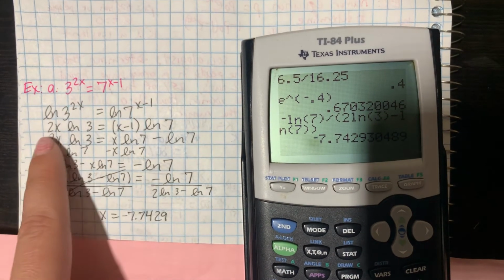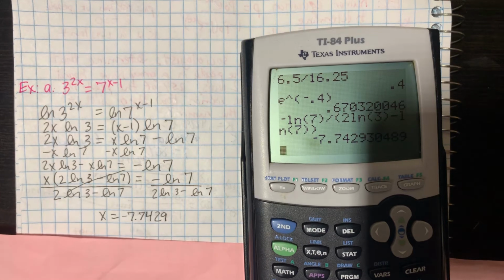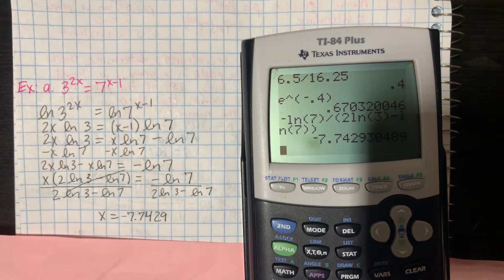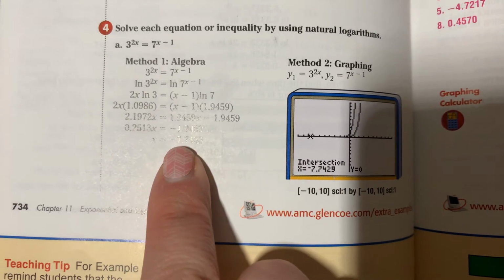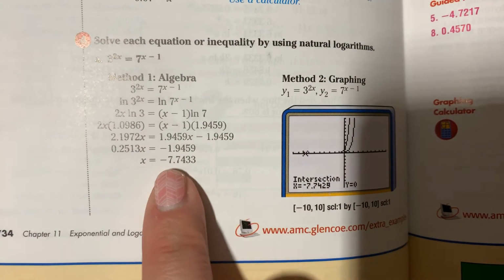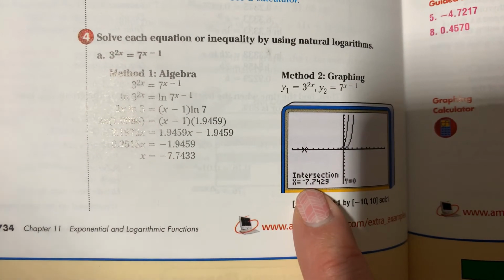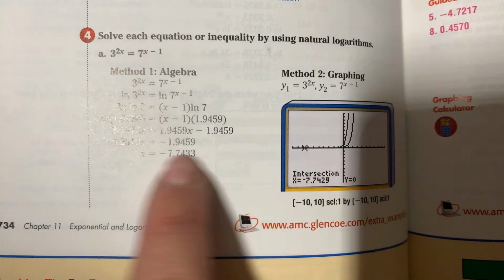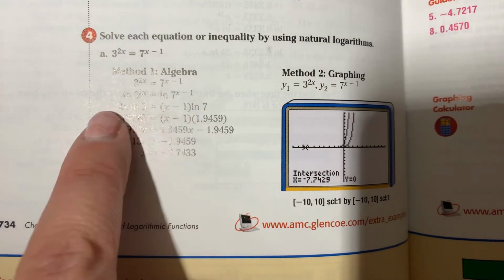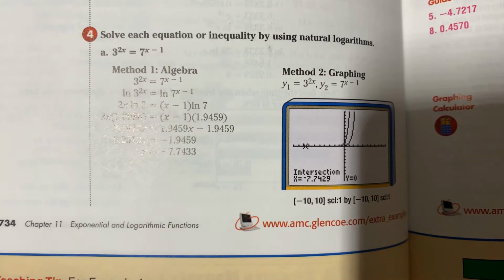Okay, my answer is a little different from the book because they rounded their ln's all the way up here. So in the book it says that the answer is negative 74.33. But what's actually interesting, we'll pull this over here. They did a second method by graphing. So this is the method they got algebraically, the number. And then when they graphed it, they got the actual same answer that we got. So this is a good example as to why we don't round these numbers early on. There you go.